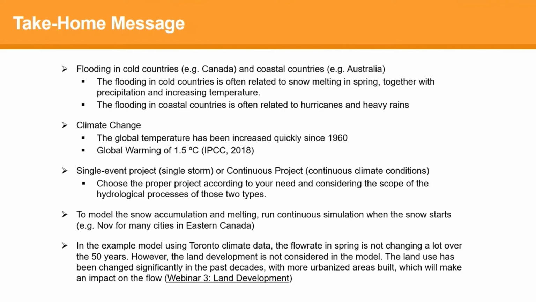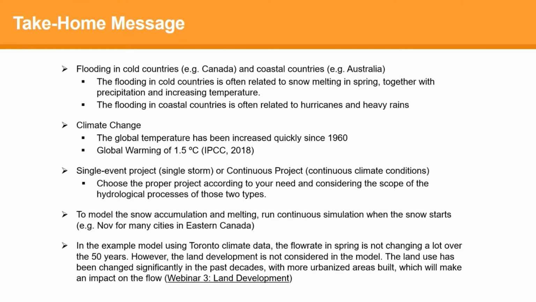And next, if you remember what I showed before in the example model, when I used the climate data of Toronto, we don't see too much change in the flow rate. I mean, the flow rate itself doesn't change much over those 50 years. But in this model, what we don't consider is land development. Over those 50 or 60 years, the land surface has changed dramatically. Before there was a lot of natural area, but right now you see buildings, commercial sites, urbanized area.